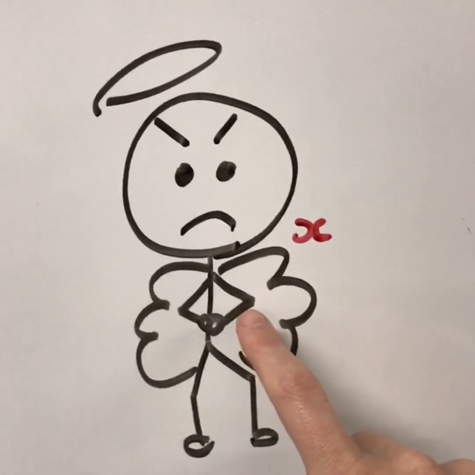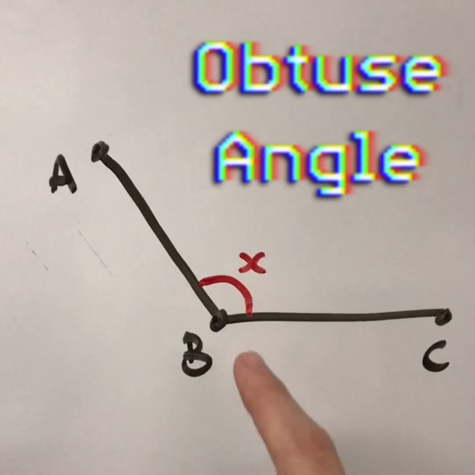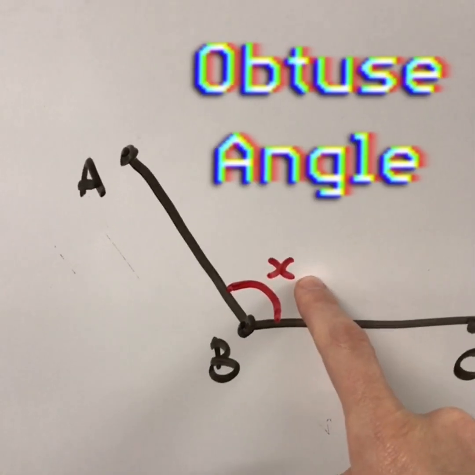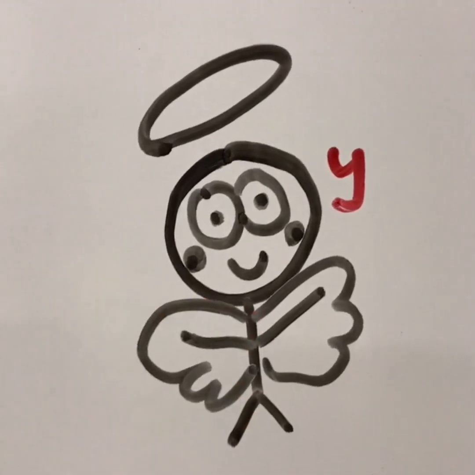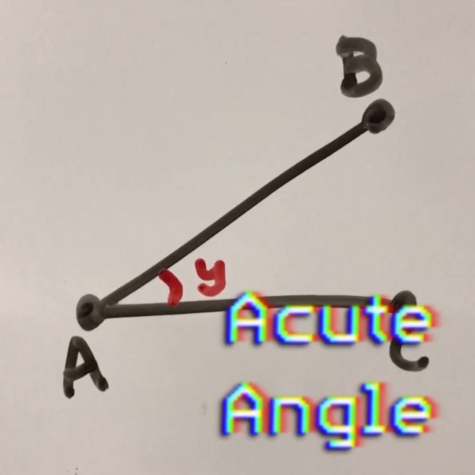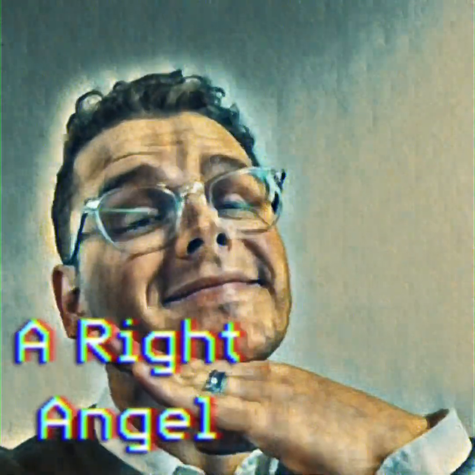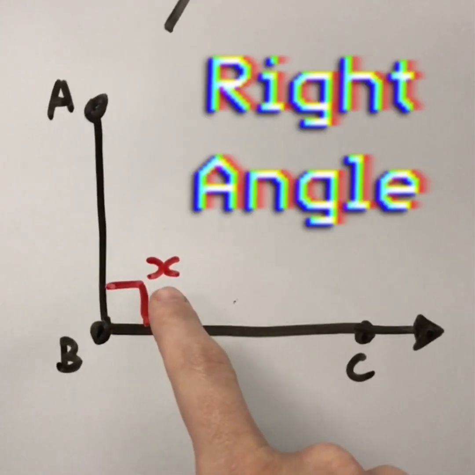This is an obtuse angle named X. This is acute angle Y. This is an angle that is right.